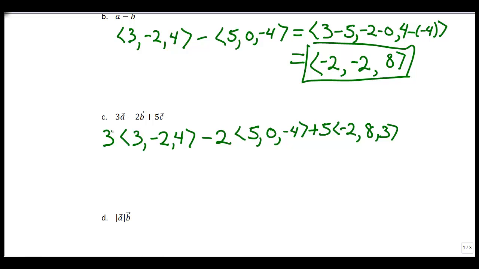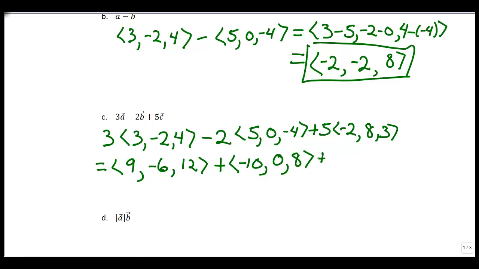Now, when you have this coefficient out in front, this 3, that multiplies through by each component of the vector. So this is 3 times 3, that's 9. 3 times negative 2 is negative 6. 3 times 4 is 12. So it scales that vector, basically makes it 3 times as long, but in the same direction. Minus, now I could write this as plus, and then do a negative 2 times 5. So it's negative 10. Negative 2 times 0 is 0. Negative 2 times negative 4 is positive 8.